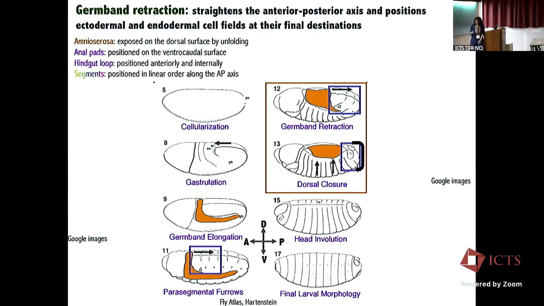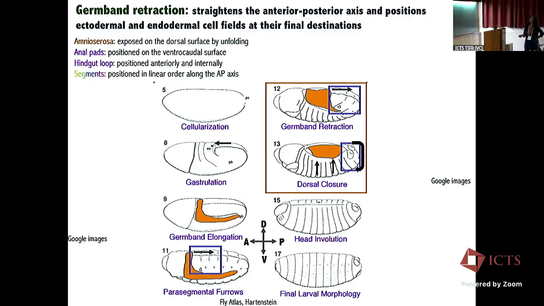Okay, so go back to germ band retraction. So this is what happens in germ band retraction. You have the germ band moving, retracting back to its final position so that the tail end of the germ band is positioned at the tail end. And in this process, you have several other things that happen.